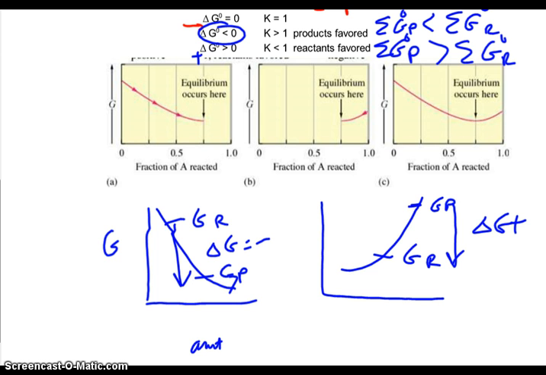And what does that mean? It's going to drive towards the lowest point, isn't it? And your lowest point on this second graph is your reactants. Your reactants are lower than your products.